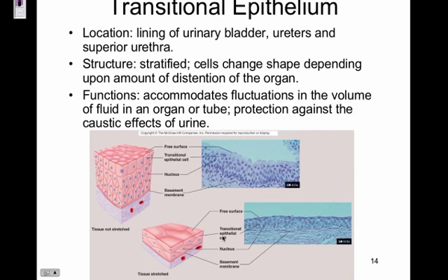And then transitional epithelium lines the urinary bladder. It is stratified, and the cells will change shape. When it's not distended, like when your bladder is empty, they look more cube-like. When the bladder is full, when it's distended, it looks more like squamous, flat. And the bladder might also have folds in it, so it has even more room to expand when it needs to.